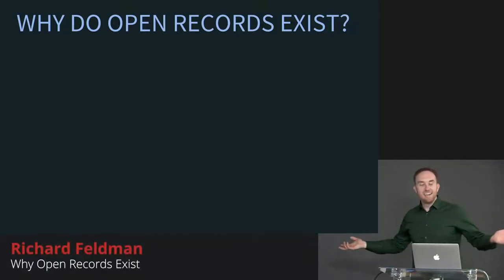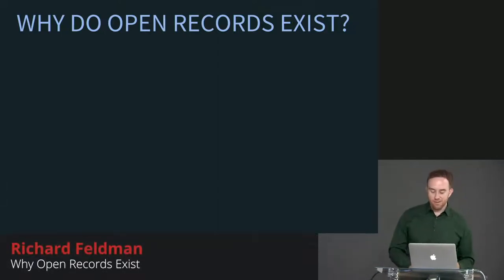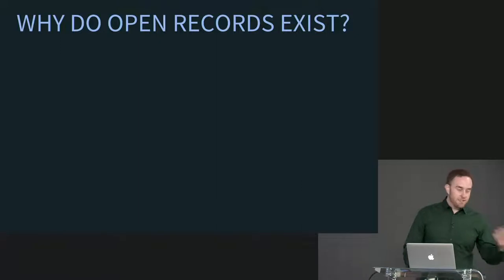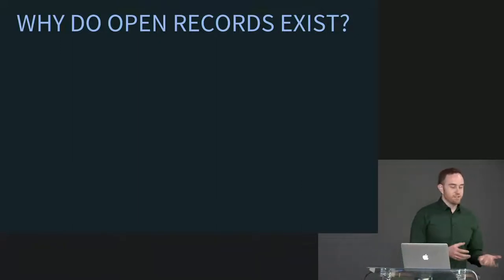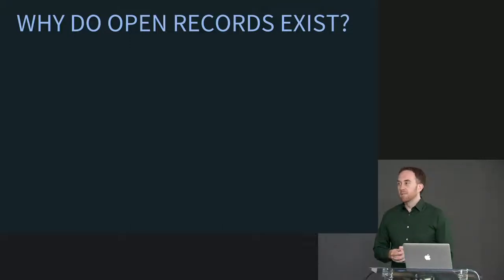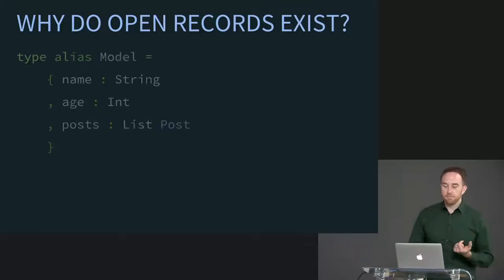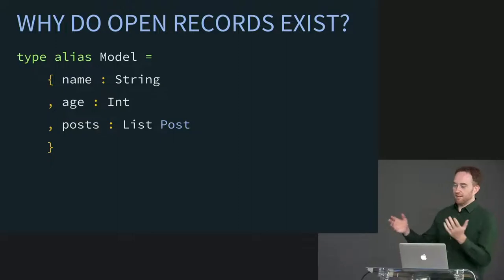So why do these exist? Why have a distinction between open and closed records? Well, we've seen quite a few examples, and one question you could ask, or one way you could think of it, is: how would you do any of those examples otherwise? But it really boils down to one thing, which is based on the following example.